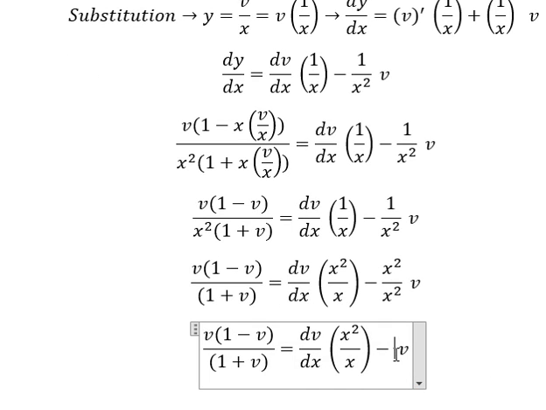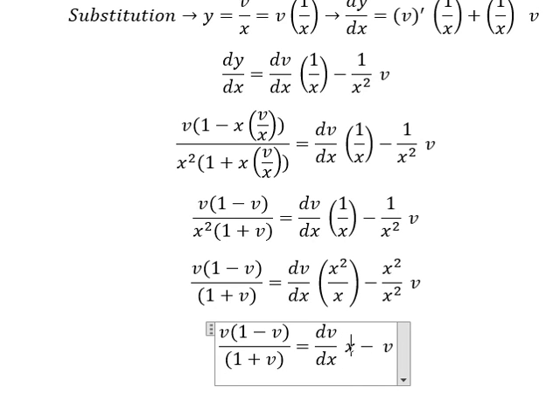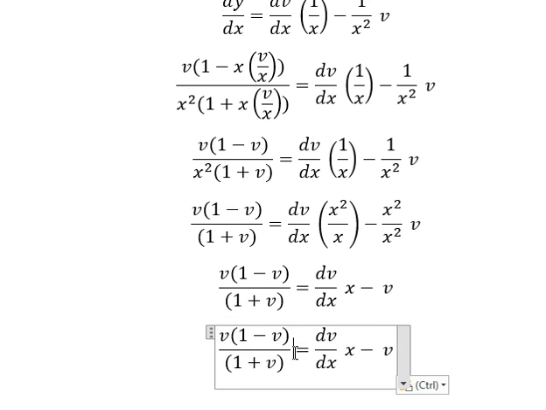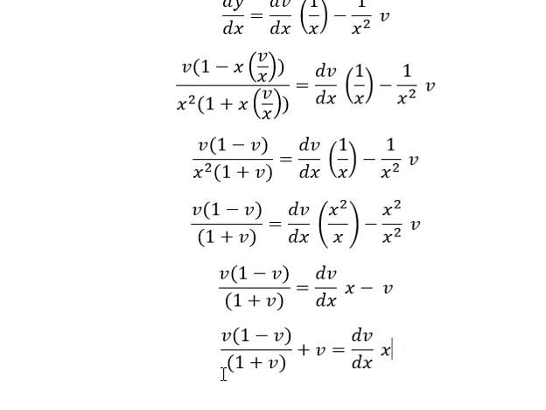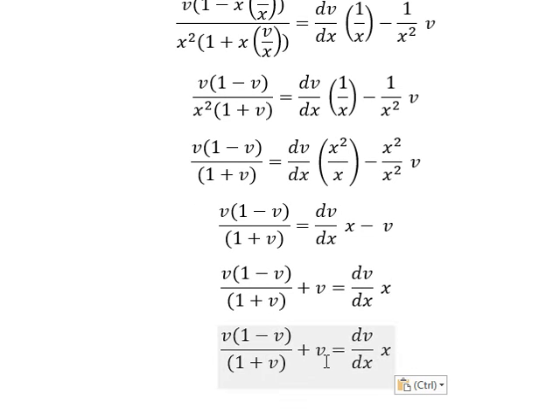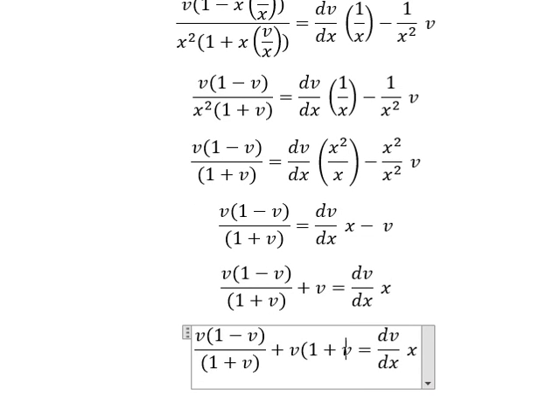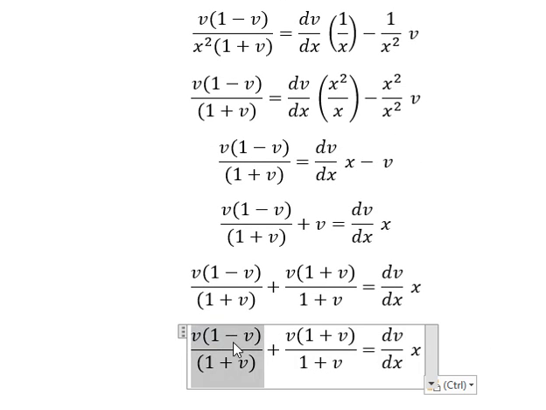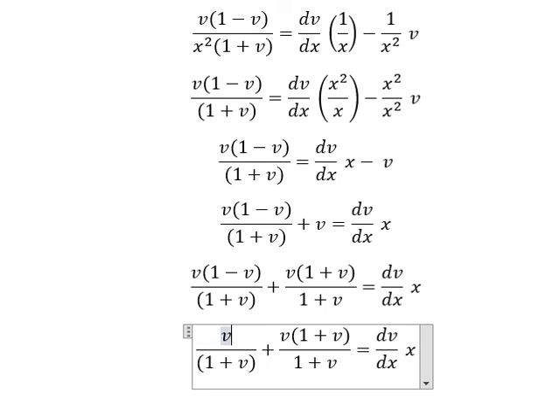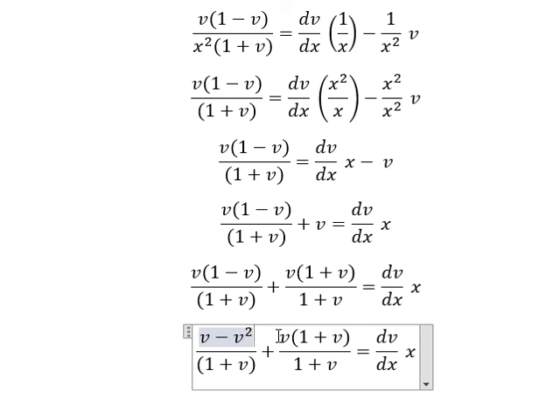This one we can simplify. This one we have s. Next, I will put negative v to the left. Now we can do common denominator. So this one we have v minus v squared. This one we have v plus v squared.